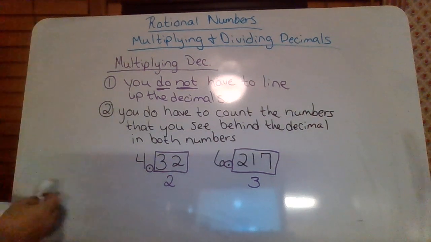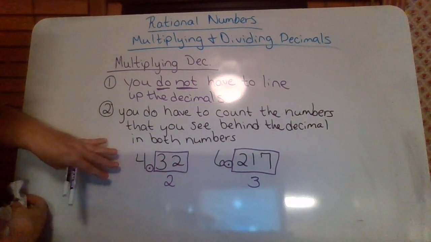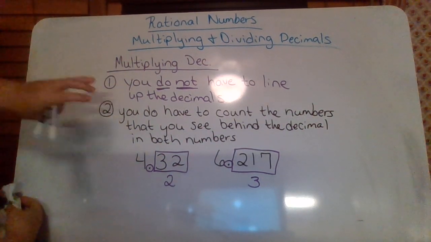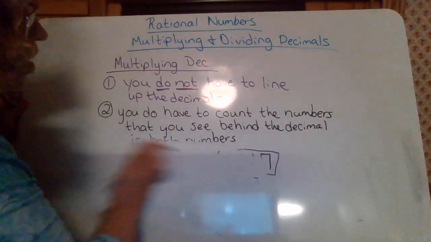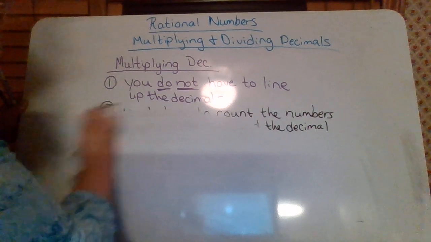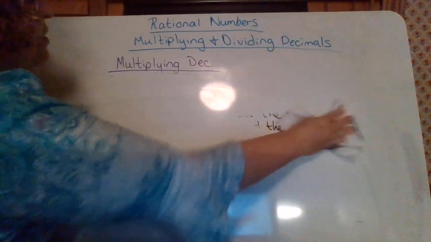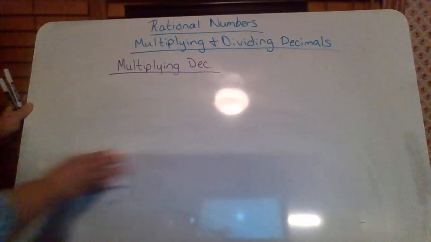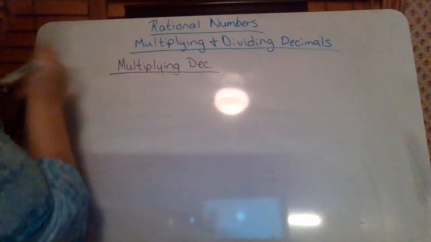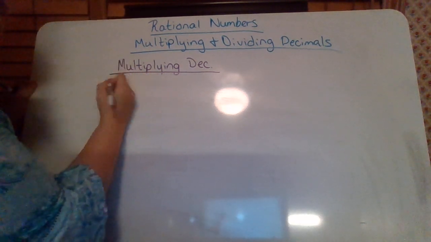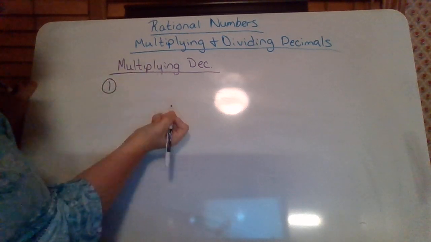All right, so keep that in mind. So you don't have to line up the decimals, but you do have to count the numbers behind the decimal. And we will talk about why in just a minute, because we're getting ready to do some examples. All righty. So let's say example number 1.